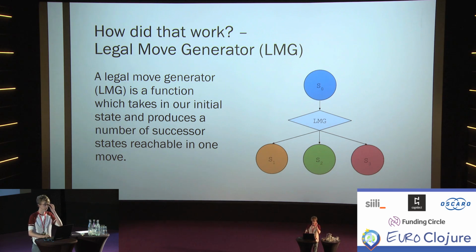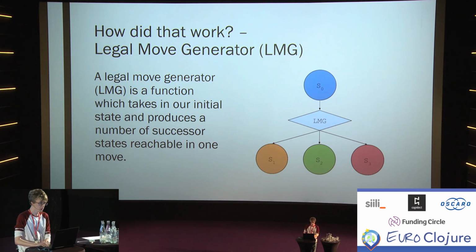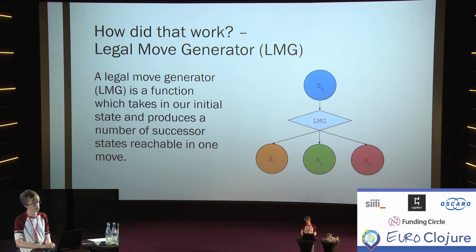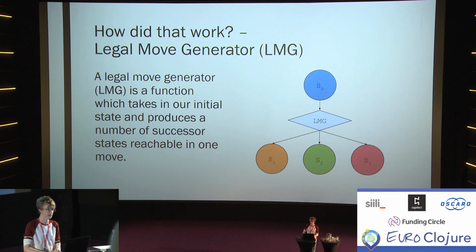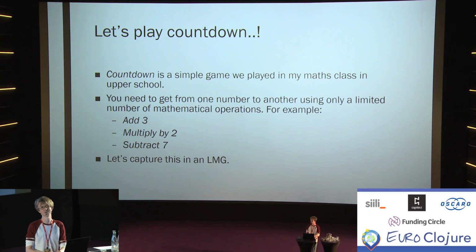Well, we start off at the very low level with a legal move generator. A legal move generator is just a function that takes our initial state and produces a set of successor states. So we do one move, essentially. We apply one operation. So yeah, there's my little diagram of an LMG, of a legal move generator and its structure. We start off with our initial state S0, and we produce S1, S2, and S3 from applying each of our 3 applicable operations.